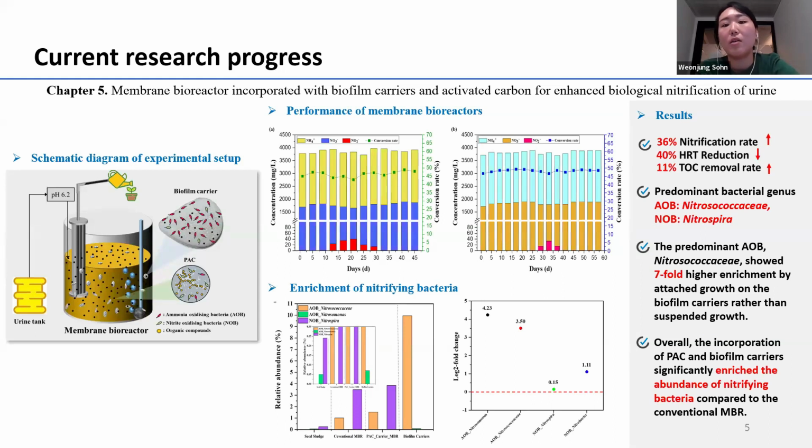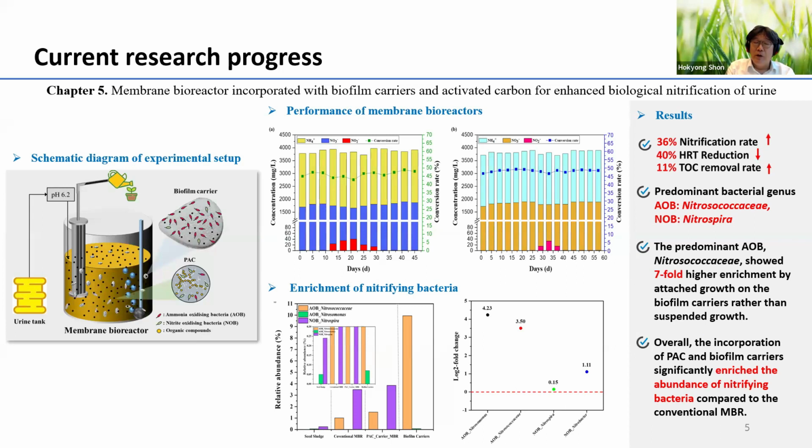And for NOB, Nitrospira was the predominant NOB rather than Nitrobacter, because Nitrobacter is more likely to predominate in high nitrite concentration conditions. In my system, in stable operation conditions, I had a low nitrite concentration, only nitrate and ammonia. So that's why Nitrospira was predominant over Nitrobacter. Yeah, that was the novel result in my system.